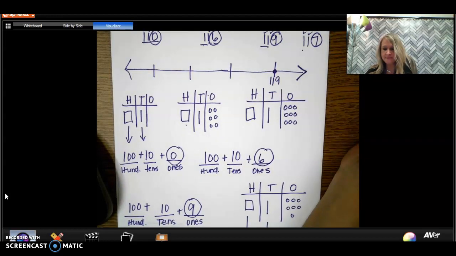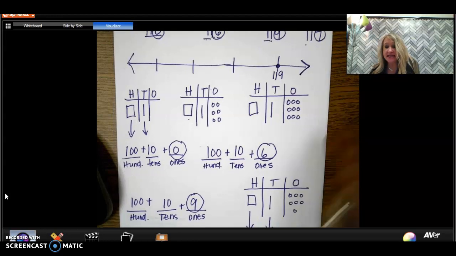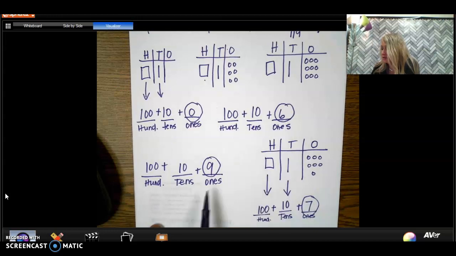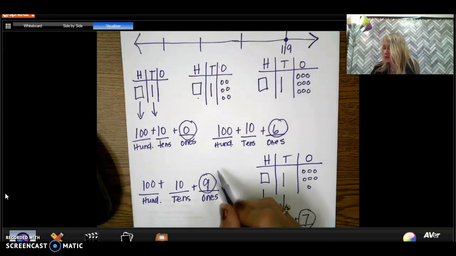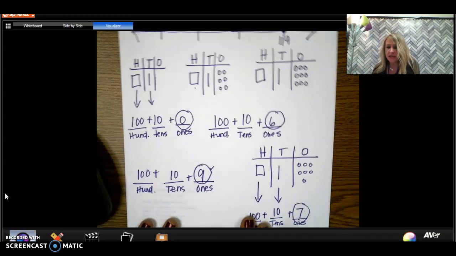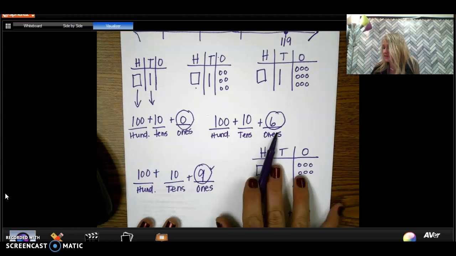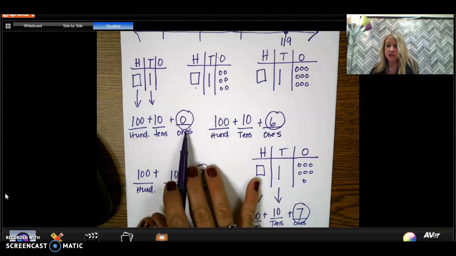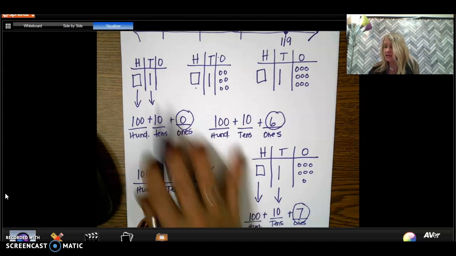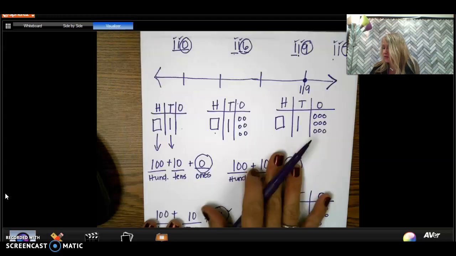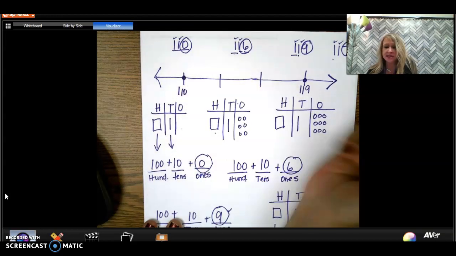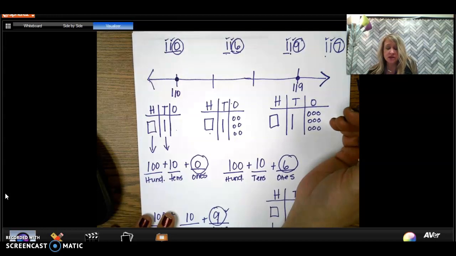All righty. Now, which one has the least ones? The fewest number. We have 0, 6, 9. Oh, we already did 9, so let's look at the 7. That one's done. Which one has the least? 110, 116, or 117? You guessed it. 0 would be the least number, the least amount of ones. They don't have any. Can't get much smaller than that. So that's going to be our first number, 110, because it has the fewest number of ones.